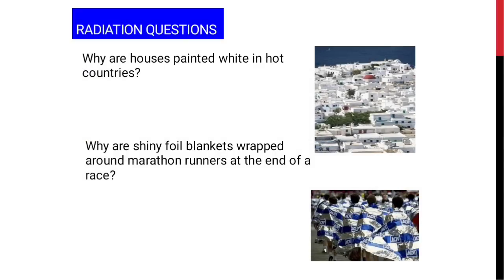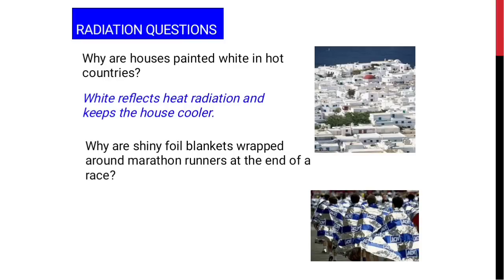Radiation question. Why are houses painted white in hot countries? Because of their absorption of heat radiation. White reflects heat radiation and keeps the house cooler, and absorbs the minimum heat radiation.